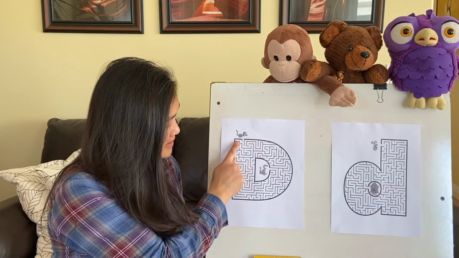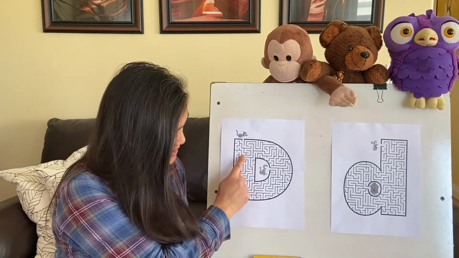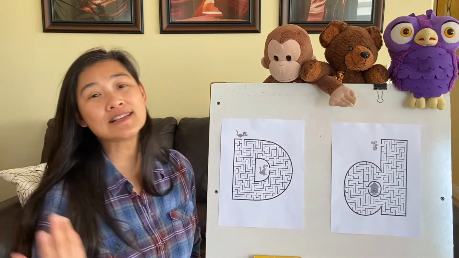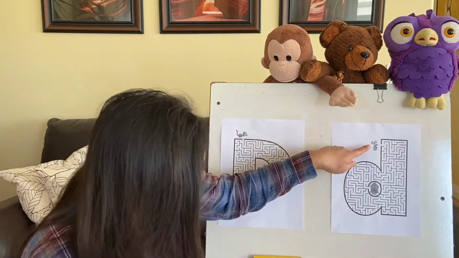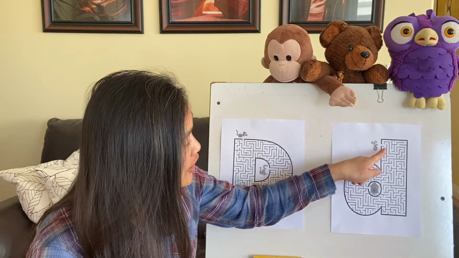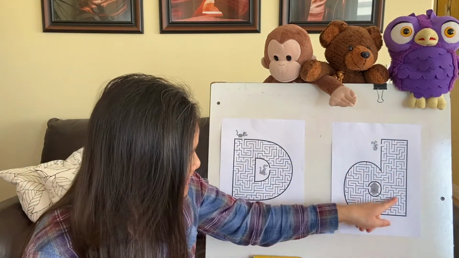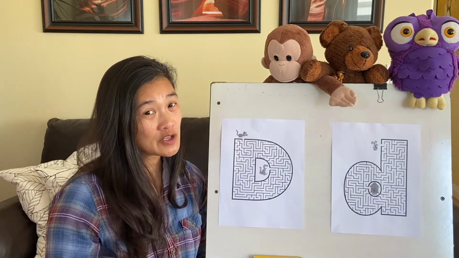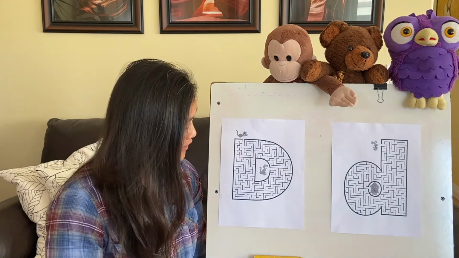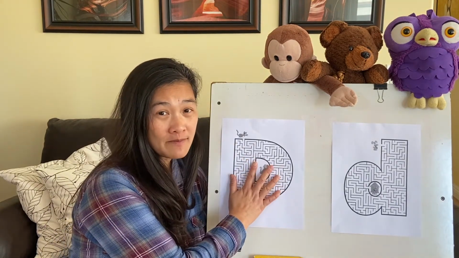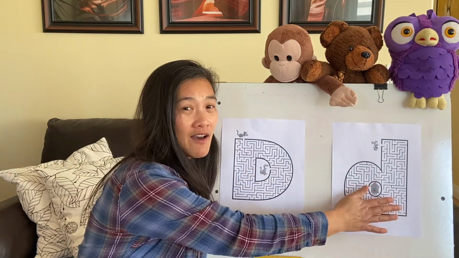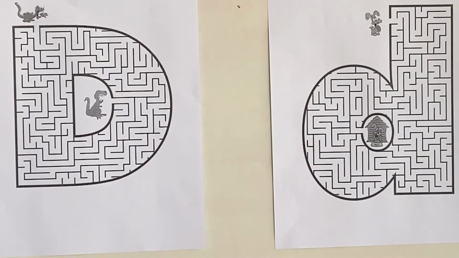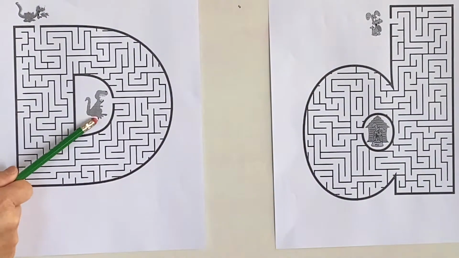This is the uppercase D maze, or you can decide to help the doggy get through the lowercase D maze and find his way to his doghouse because he is hungry. So today you get a choice. You can either do the maze on one, the uppercase D, or the maze on the lowercase d. Well, I have decided to work on the maze for the uppercase D. I'm gonna help baby dragon get to mama dragon.